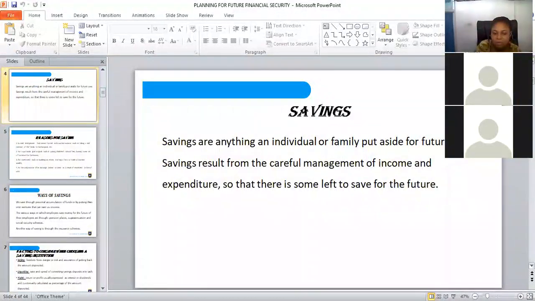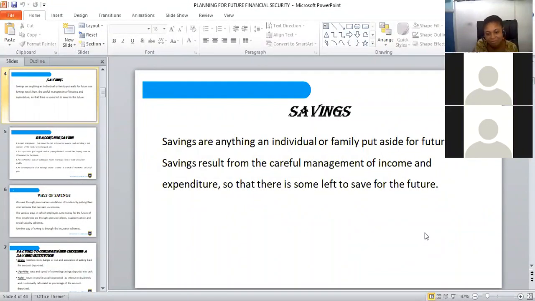So savings. Patience, can you talk to us briefly about anything you know about savings? When you hear the word savings, what comes to mind? This is a general question on savings. I'm not restricting you to the topic now. Okay, madam.